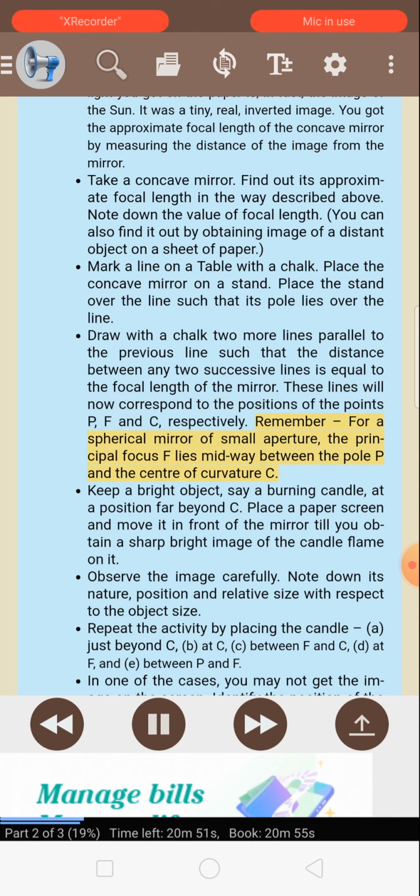Remember, for a spherical mirror of small aperture, the principal focus F lies midway between the pole P and the center of curvature C. Keep a bright object, say a burning candle, at a position far beyond C. Place a paper screen and move it in front of the mirror till you obtain a sharp bright image of the candle flame on it. Observe the image carefully. Note down its nature, position, and relative size with respect to the object size.